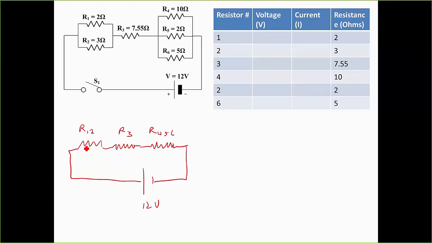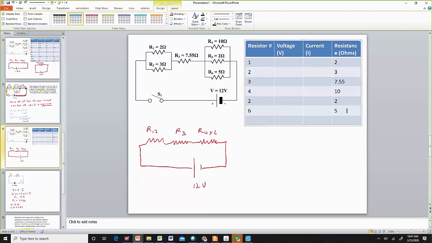So I have now made 2 new resistors, and those 2 new resistors need their own table entries. I'm going to call this R12. It has an equivalent resistance that I'll need to calculate. And R456 also has an equivalent resistance that I need to calculate. But I can calculate them. The R12 is 1/2 plus 1/3. Add them, flip it.